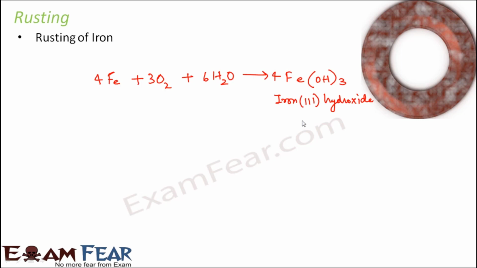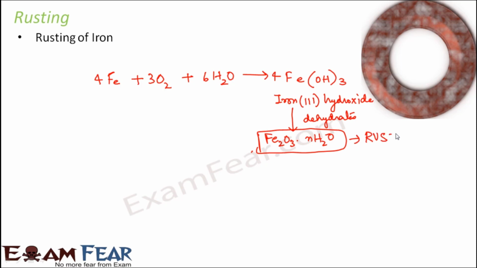Now this iron hydroxide later dehydrates, that is, it loses some of its water content to form Fe2O3.xH2O, and this substance is nothing but rust. So the reddish color layer or the reddish color powdery substance which is seen on the surface of iron objects is nothing but this Fe2O3.xH2O, that is rust. So this is how rusting of iron takes place.